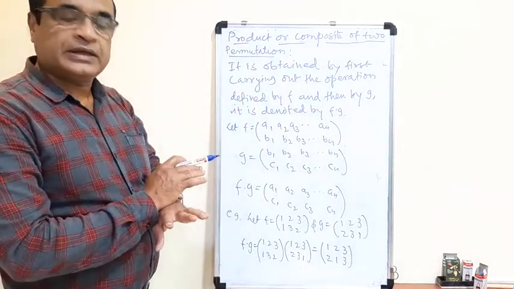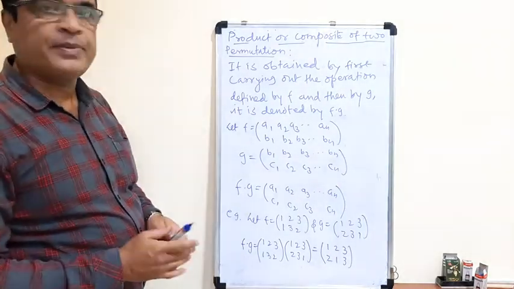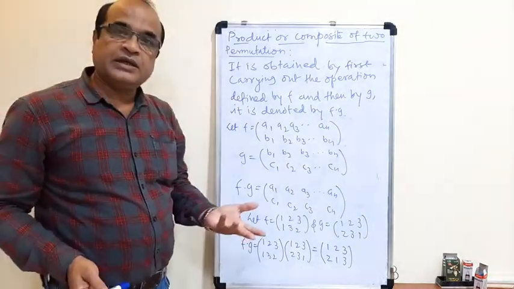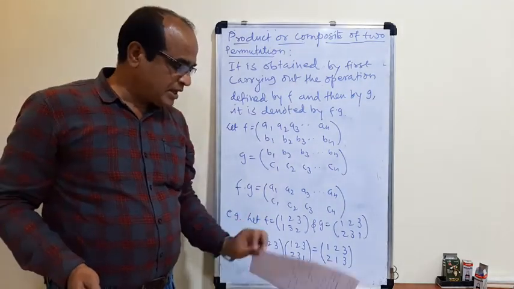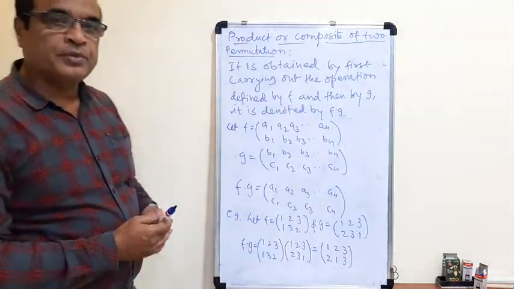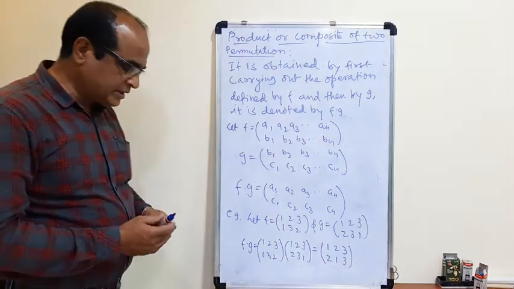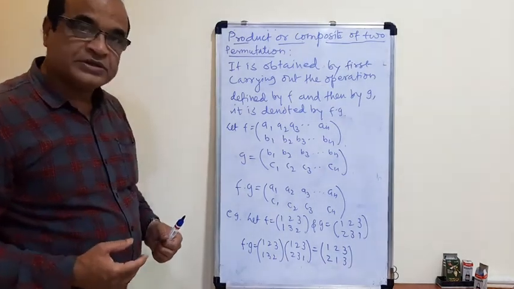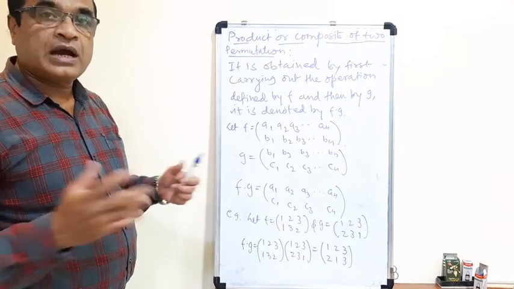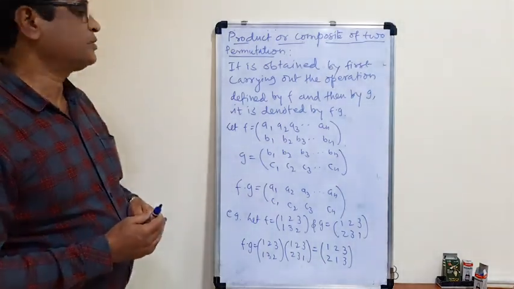So the definitions are simple. What are the definitions we studied here? What is a permutation, what is the equality of two permutations, what is the identity permutation, what is the inverse permutation, and what is the composite or product of two permutations? So we stop here.